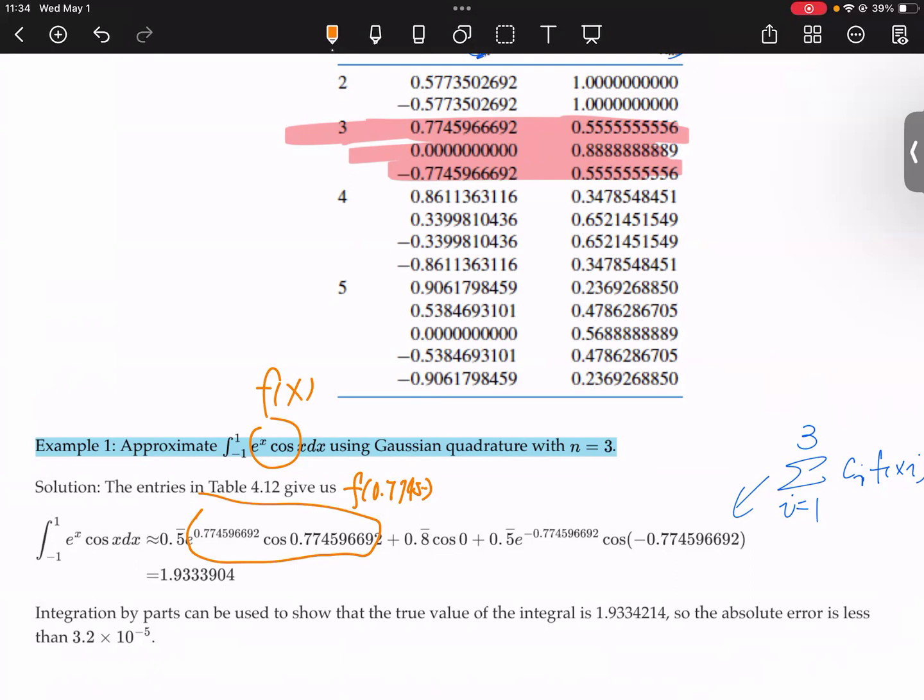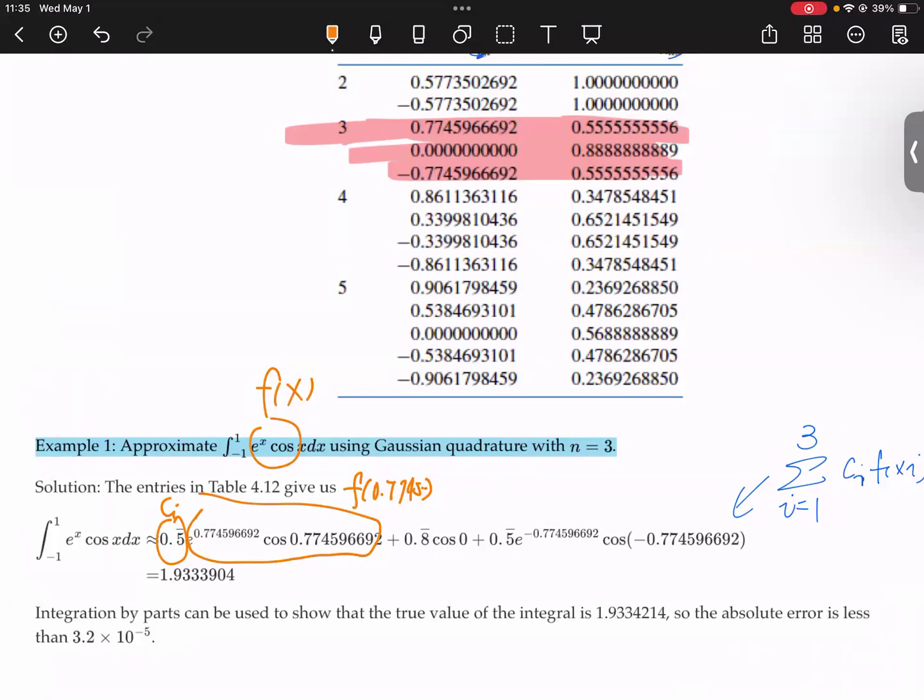And then what's this thing? This is the rounding off for the coefficient. And then this value here is the coefficient CI. This is the fxi. And next, we have the node points.